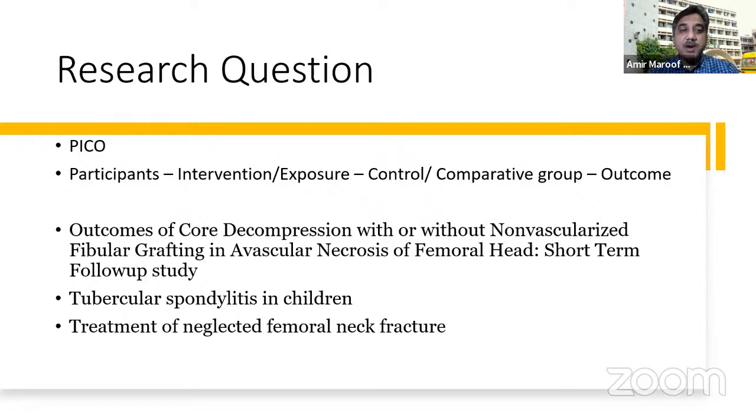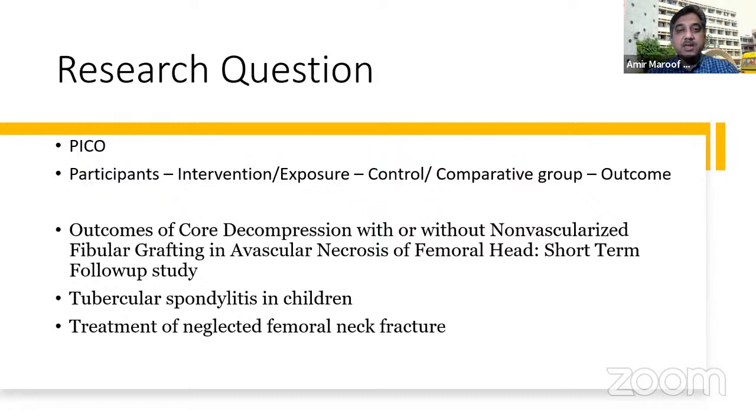So P stands for participants, I stands for intervention or exposure, I'll tell you why, and then C, control or comparator group, and O stands for outcome. These are the four things that must be there in the research question. So if you find any problem, if you're looking at a patient, you're giving some management, but the outcome is not as per what you're desiring, or you are giving some other intervention, that outcome is very good.